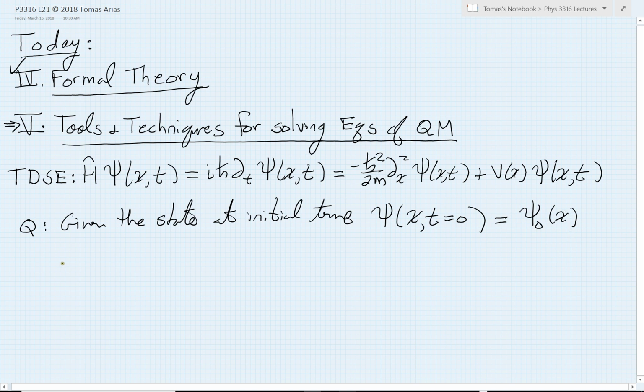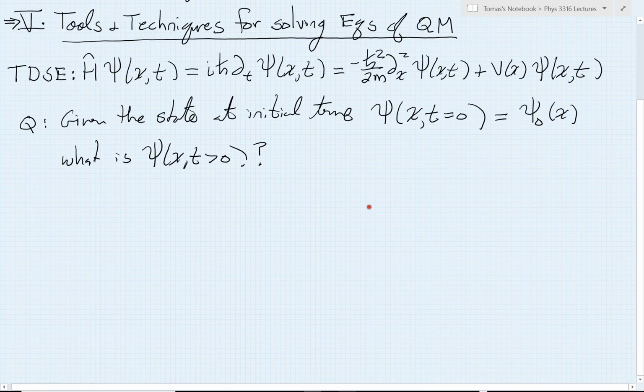The question then is, what is the general form of this wave function for times t, where t is now not 0, but some later time t greater than 0? So that's the task before us. Now, to present a general solution, we're going to construct our solution from actually two key ideas.